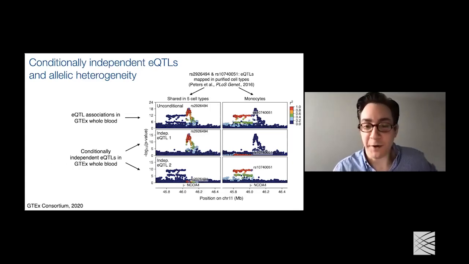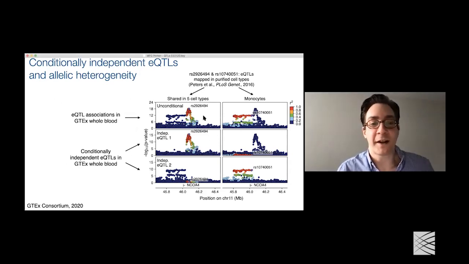So just being aware of the time, one more type of QTL mapping that I wanted to describe is conditionally independent QTLs, and how to detect allelic heterogeneity, because for many genes, by applying this type of conditional analysis, we're able to detect many different independent signals.